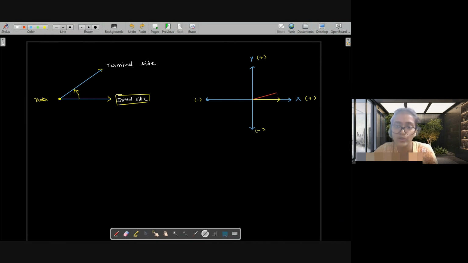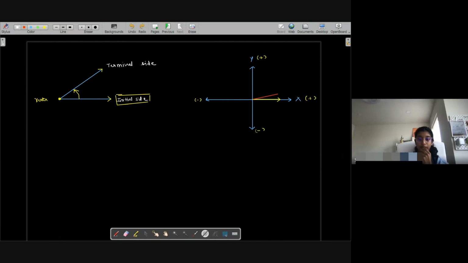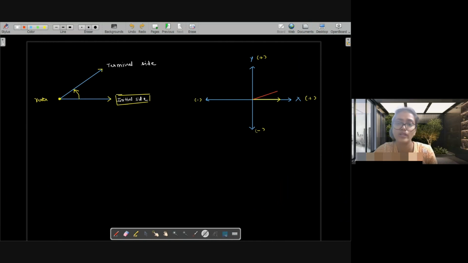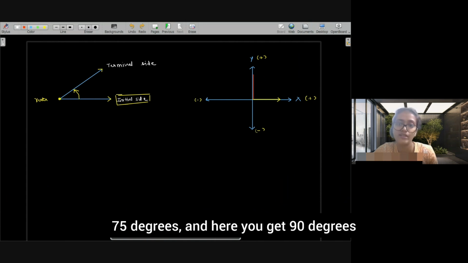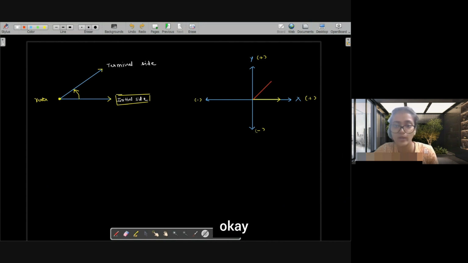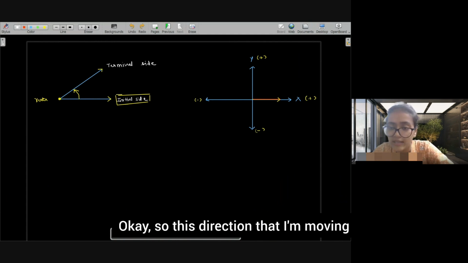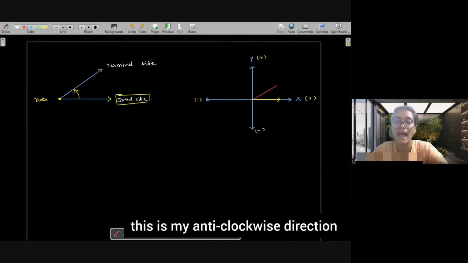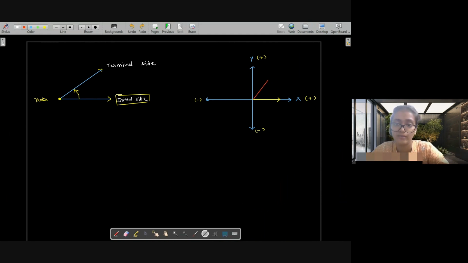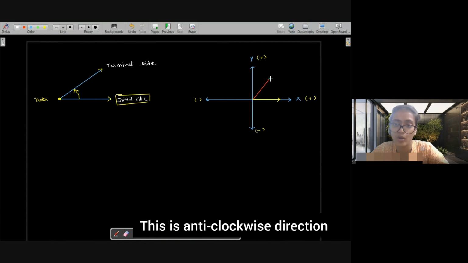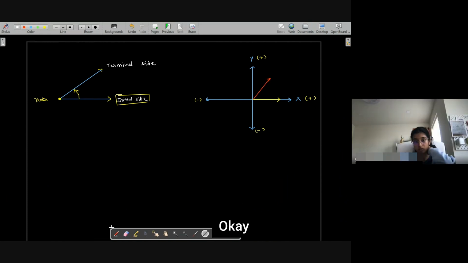Now as you move the terminal side, you'll get different angles, right? Like let's say this is 10 degrees, 20 degrees, 30 degrees, 45 degrees, 60 degrees, 75 degrees, and here you get 90 degrees. So this direction that I'm moving, this is my anti-clockwise direction, right? This is anti-clockwise direction.